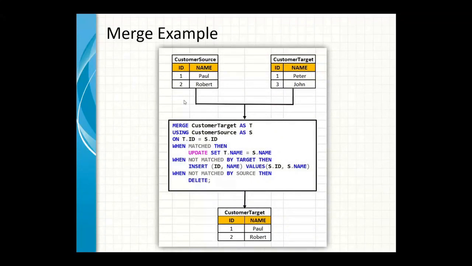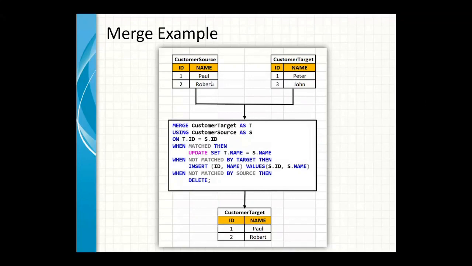So here we have two tables, customer source and customer target. We are trying to sync the customer target table with the customer source table. So we are going to perform our inserts, updates, and deletes on the customer target table all in one statement using merge. If you look at the data here, customer target is the table on which we will be performing all our inserts, updates, and deletes. We will be using the ID column in both the tables to join them.